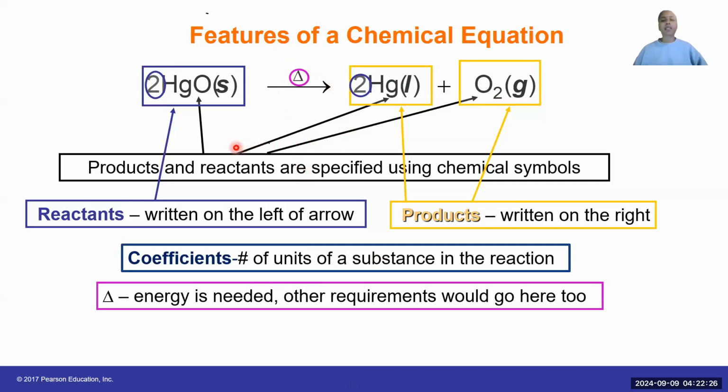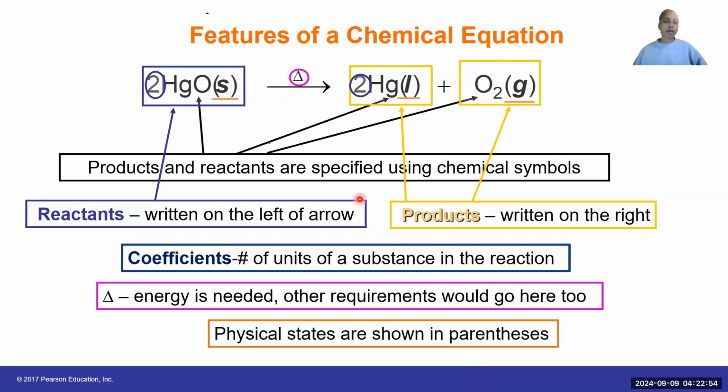So notice that the number of atoms is the same on each side. If I multiply this 2 in, I've got 2 mercury atoms, right? And I multiply this 2 into the oxygen, I've got 2 oxygen atoms. And so here we have a balanced chemical equation. Our physical states now are shown in parentheses. These are important to help us identify the kind of chemical reaction that is occurring.